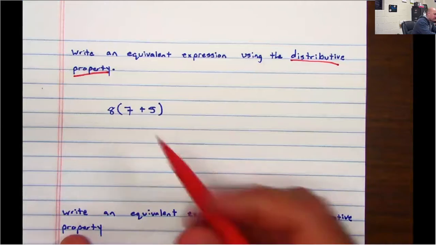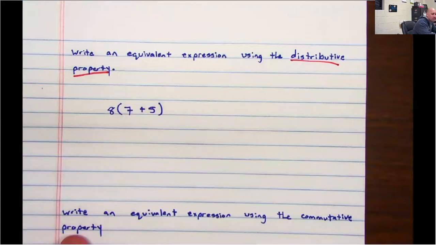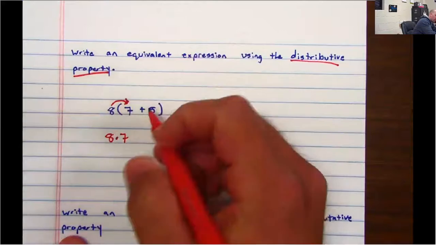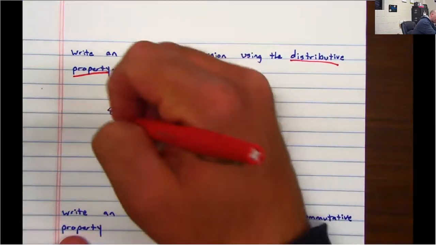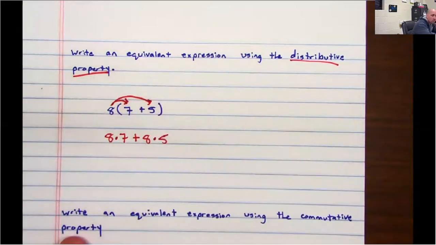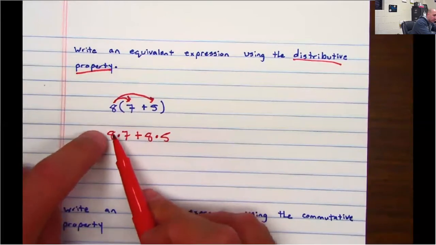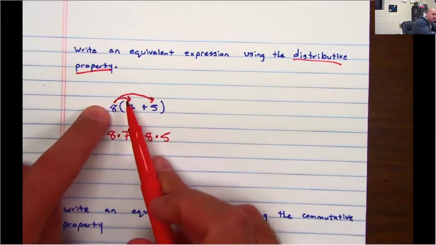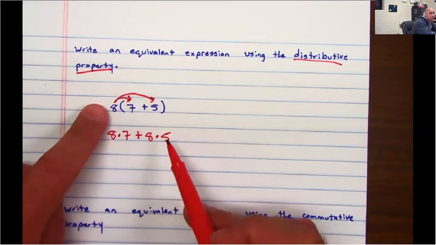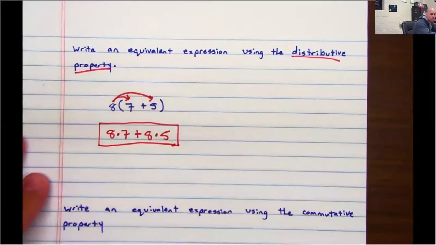Guys, remember the distributive property says you take the number on the outside and you multiply it by every term on the inside. So we have 8 times 7, bring down the plus sign, 8 times 5. Guys, that's literally it. That's the distributive property. You're taking the number outside the parenthesis, which is the 8, and I'm multiplying it by every term on the inside, which is 8 times 7 plus 8 times 5. There's your equivalent expression. It doesn't say to solve it. It says to write just an equivalent expression. Done.